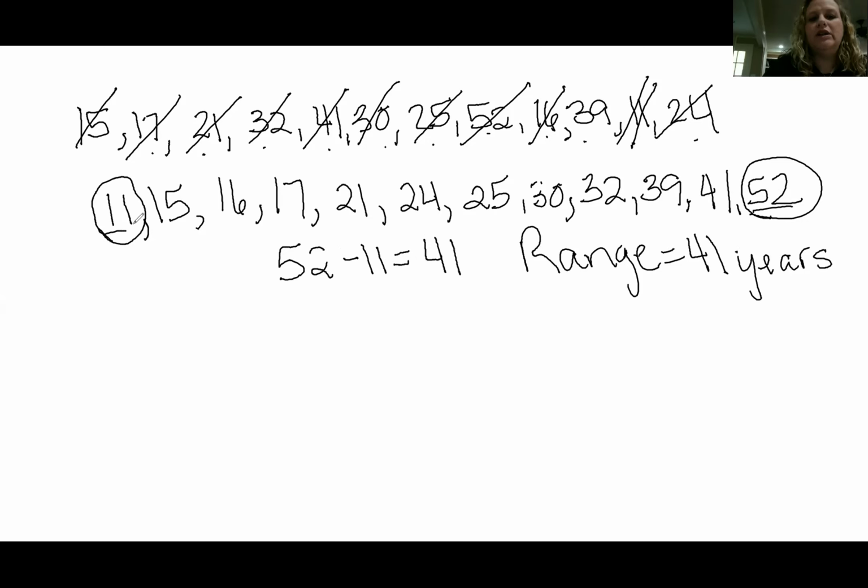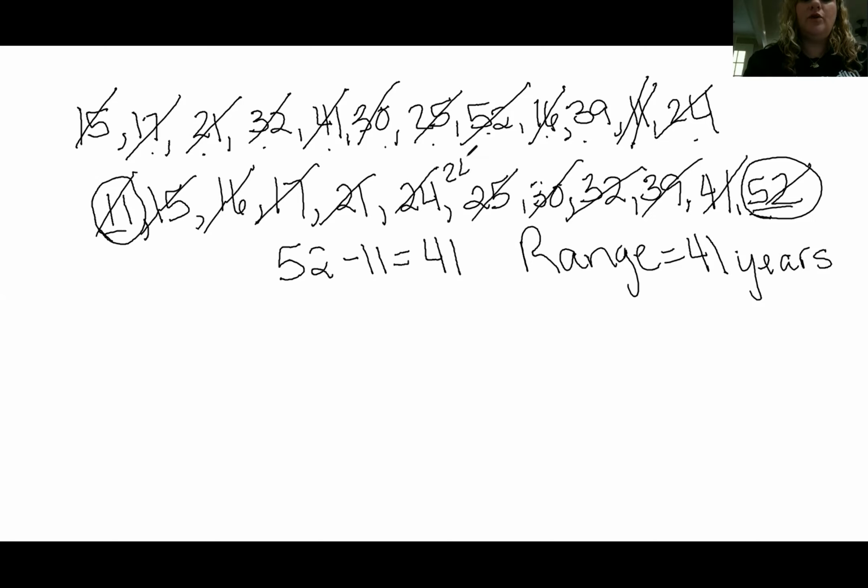Okay? Now, if we wanted to find median and mode for fun, there is no mode because there's no number that occurs more than once. And then your median would be, pairing 15 and 41, 16 and 39, 17 and 32, 24 and 25. So what would be in between those? 24.5. So your median in this case would be 24.5.